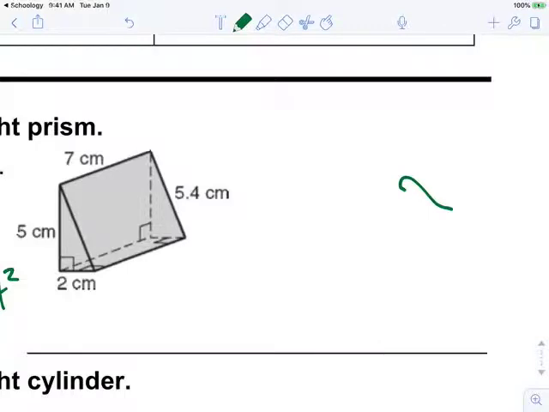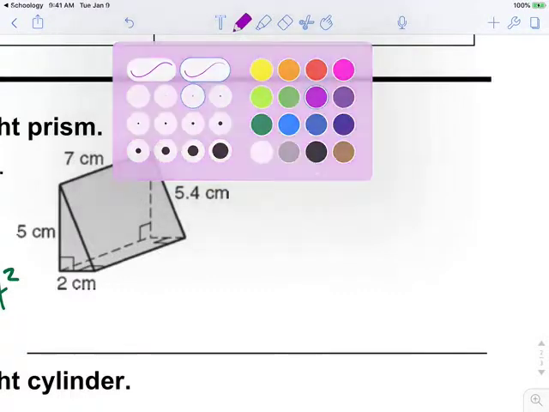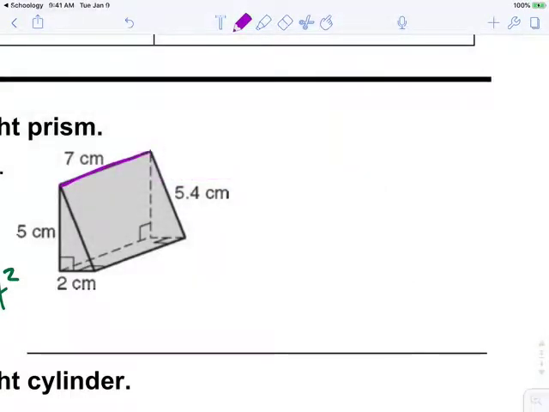Okay, before we try the cylinder, I want you to try this one on your own. Try the triangular prism on your own or with a partner. This is a part where you can engage with each other, help each other out. Try the prism.